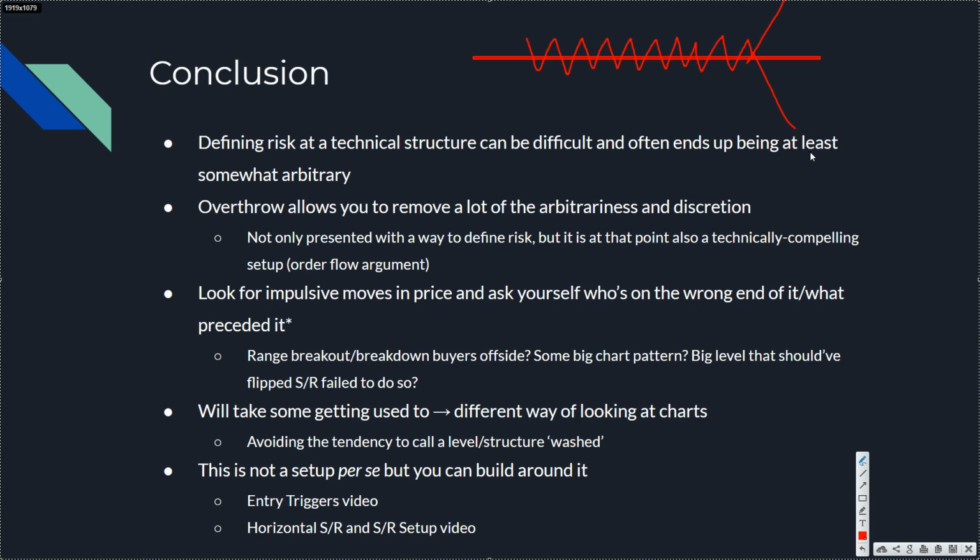At that point, maybe you've got something wrong, but if you've got an otherwise nice level that just gets closed above, closed below, try to train your mind to think about that as a false break, or think about who's on the wrong side of that level, as opposed to thinking, oh well, that's it, the level's done, there's nothing good there.